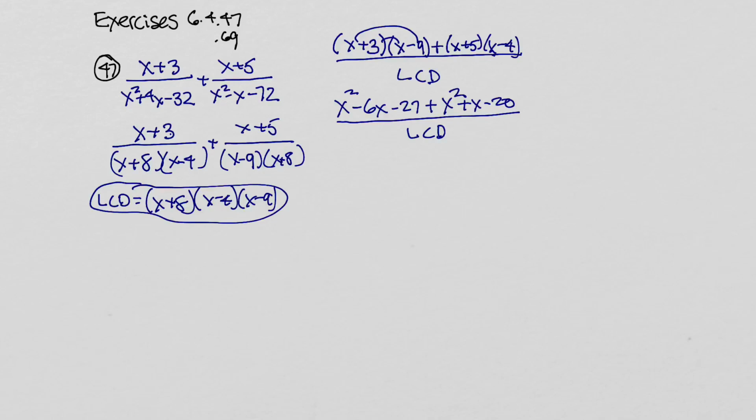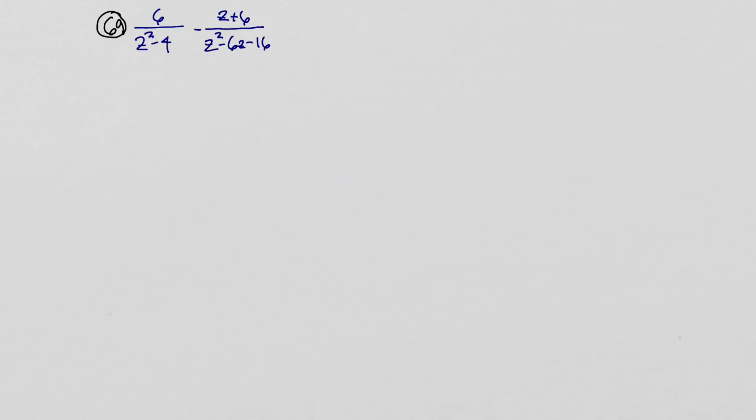So let's combine like terms here. So we're going to have x squared and another x squared. So we're going to have two of those. 2x squareds, and then x's, negative 6 of them here, plus 1. So we get negative 5x's. And then what about constants? We've got negative 27 minus 20. So minus 47 all over the LCD.